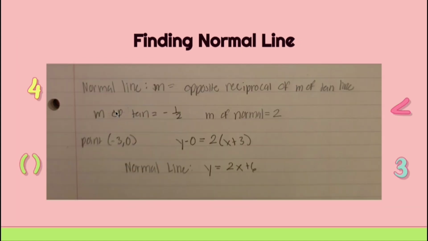For the normal line, we know that the slope is just the opposite reciprocal of the slope of the tangent line, so we'll get a slope of 2 for the normal line, and the normal line will equal y equals 2x plus 6.